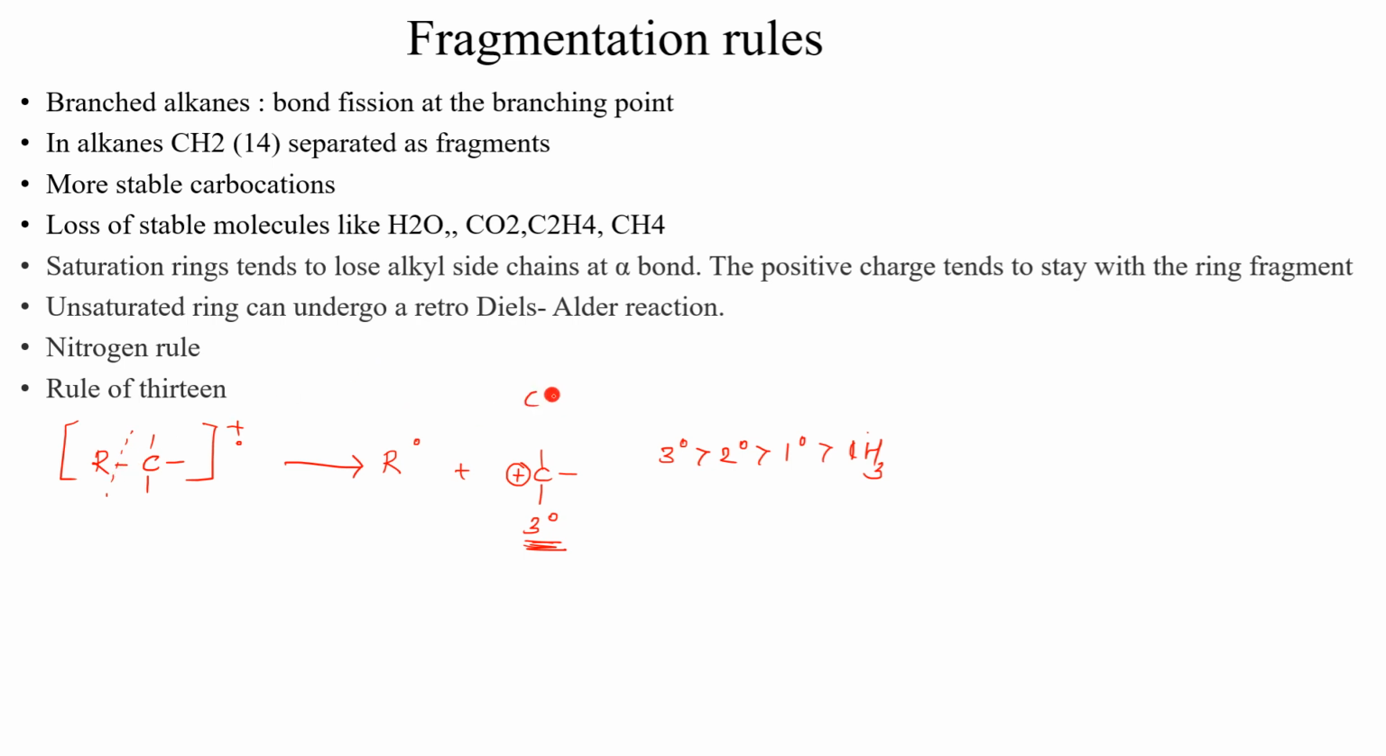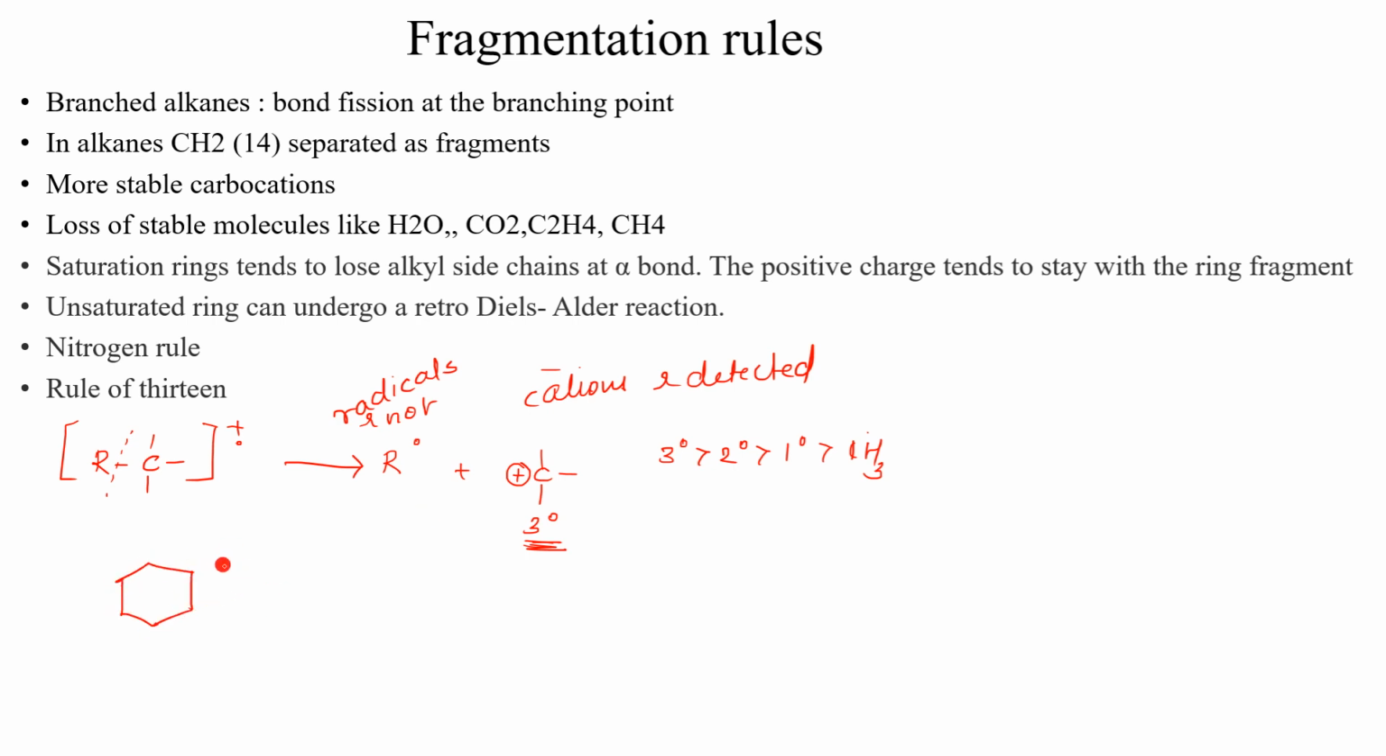And always remember, cations are detected, radicals are not. Radicals get lost in the machine and you get peaks only for the cations. Getting it?